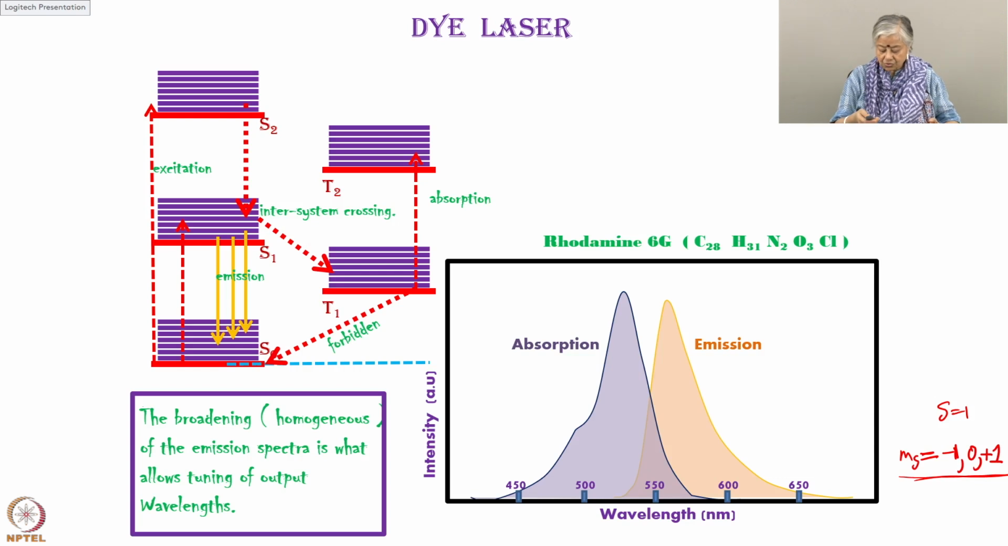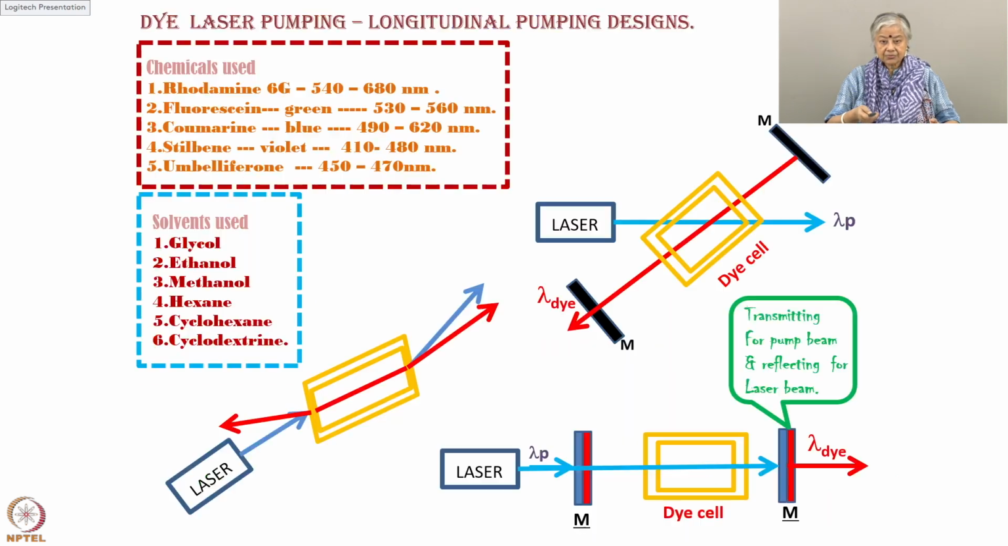Now, let us see what the dye laser looks like, and we will come back to it again. So, you have these dye laser pumping, and the chemicals used are rhodamine 6G, which I have given in the previous slide itself. So, you will get emission or lasing wavelengths in the 540 to 680 nanometer region. Then you could change the dye. You have a dye cell, and inside that you change the dye.